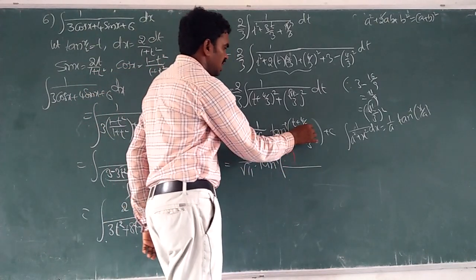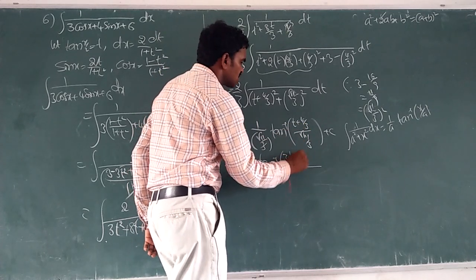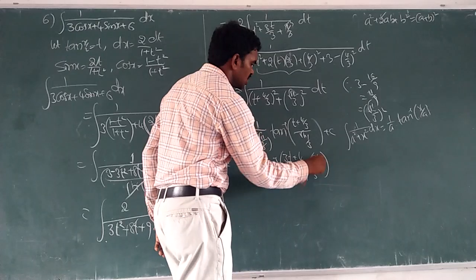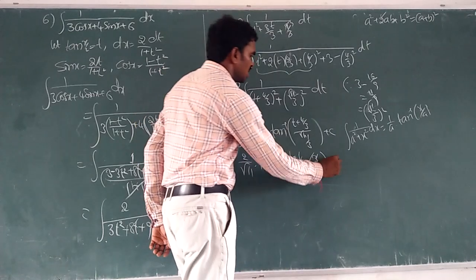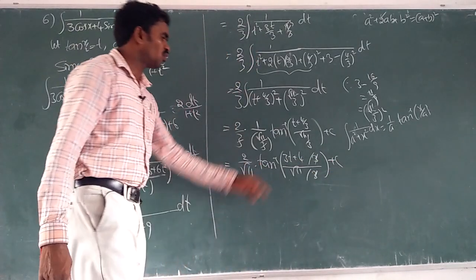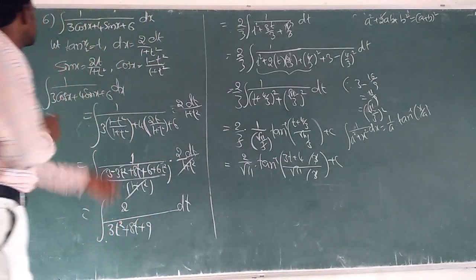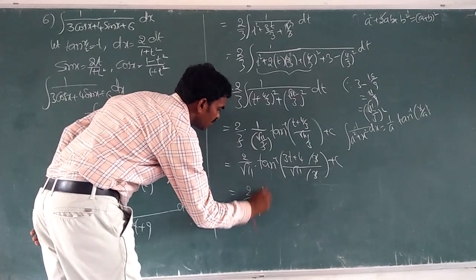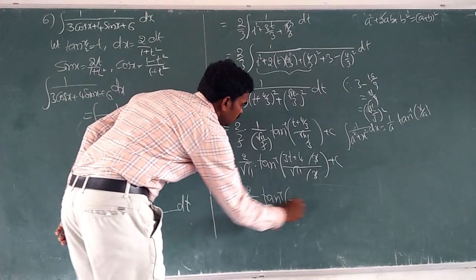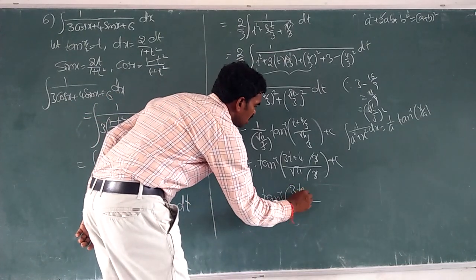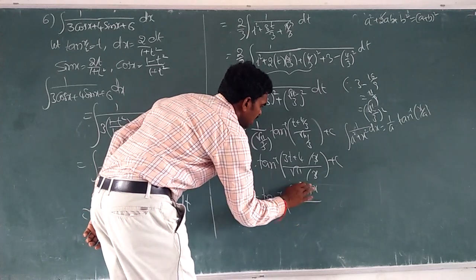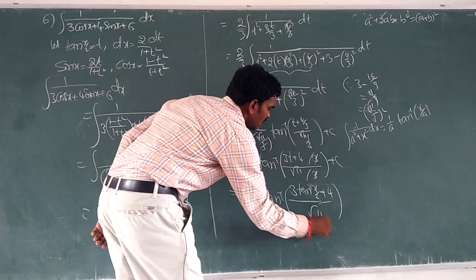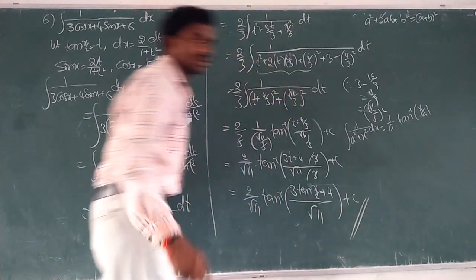So see, 3 into t, 3t plus 4 by 3 and root 11 by 3. So 3 gets cancelled, plus c. So completed. What is t? t means tan x by 2. So which is called 2 by root 11 into tan inverse of 3 into t, which is 3 tan x by 2 plus 4 by root 11, plus c. This is the answer. That's it.